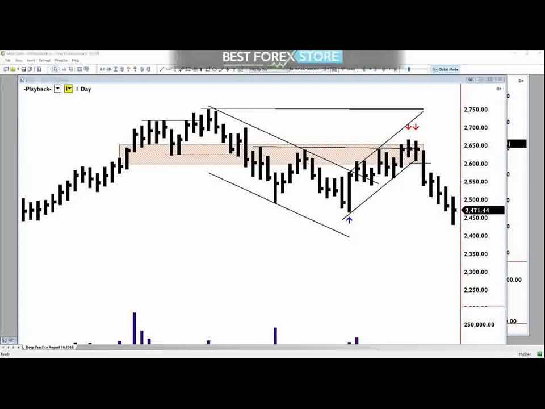A little tip I found with MultiCharts: click jump and then click on the bar you want to go back to. Oh, let's try that. Jump. So let's go back to this bar.